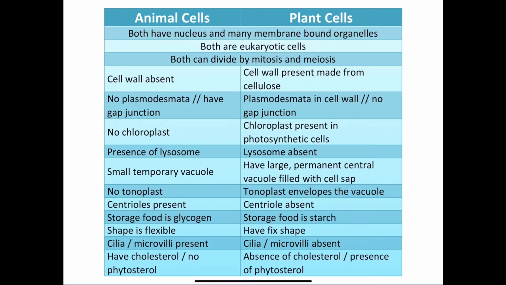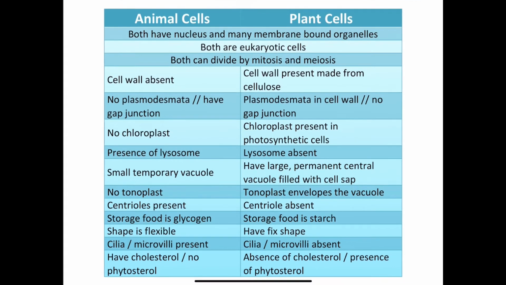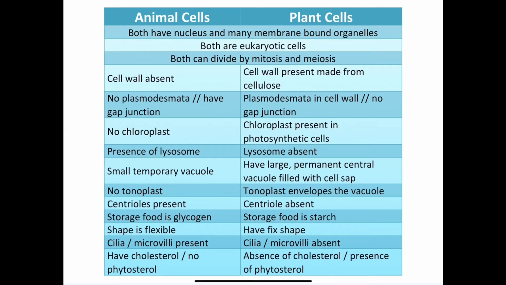There is no tonoplast in animal cell, while tonoplast envelop the vacuoles of plant cell. So tonoplast ini ialah membrane yang cover the vacuole. Okay, membrane yang cover the vacuole. Okay, centriole is present in animal cell, while centriole is absent in plant cell. So centriole is another organelles lah. So centriole cuma ada di dalam animal cell, tidak ada di dalam plant cell.